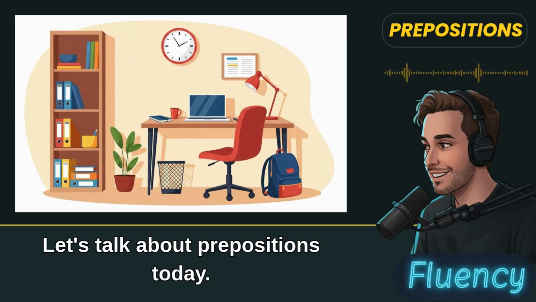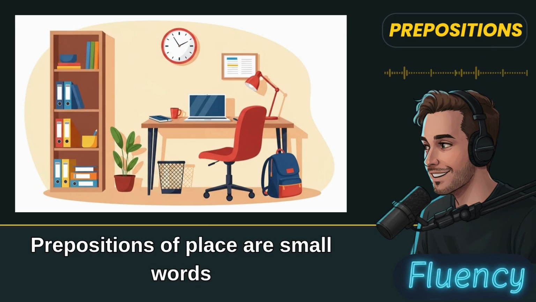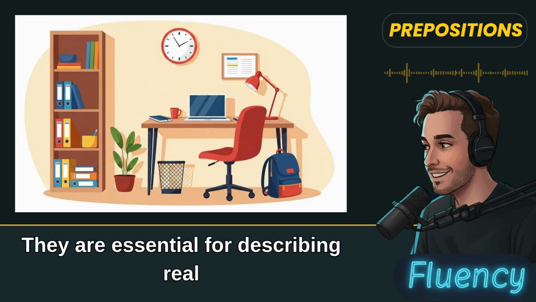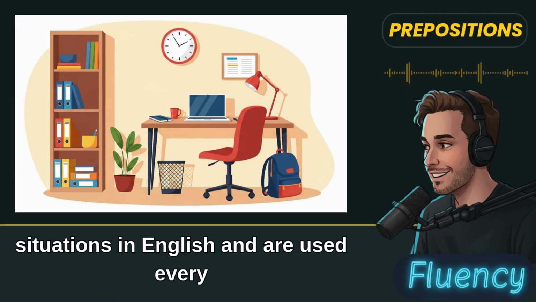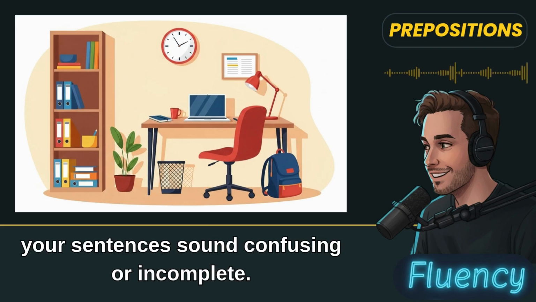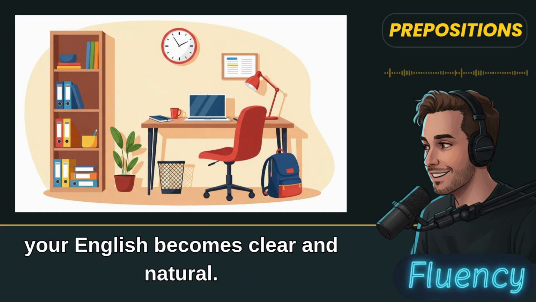Let's talk about prepositions today. Prepositions of place are small words that show the position of a person or object in relation to another. They are essential for describing real situations in English and are used every day in conversations. Without prepositions, your sentences sound confusing or incomplete. With them, your English becomes clear and natural.